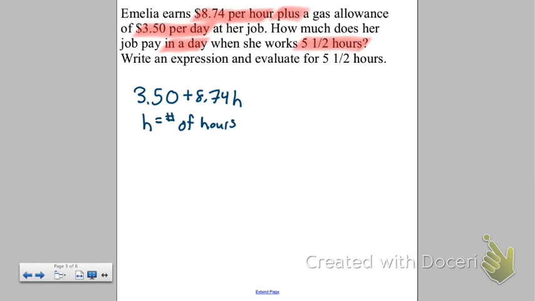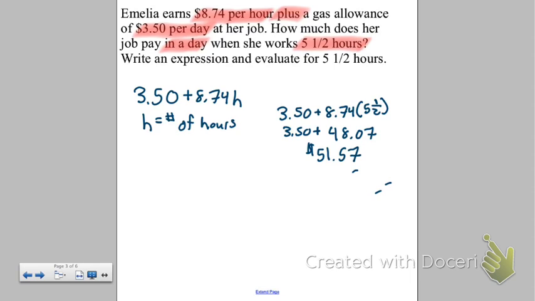Now the second part says to evaluate for 5 1/2 hours. Evaluate just means we're going to substitute in. So I have my 3.50 plus 8.74 times 5 1/2. So now I just do my order of operations. 8.74 times 5 1/2 equals 48.07. I bring down my 3.50, and then 3.50 plus 48.07 is equal to 51.57. So that is the money that she earns in one day for working 5 1/2 hours.